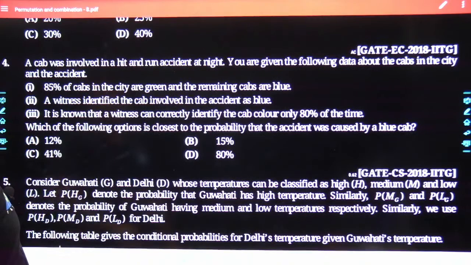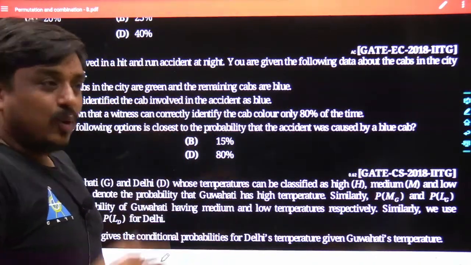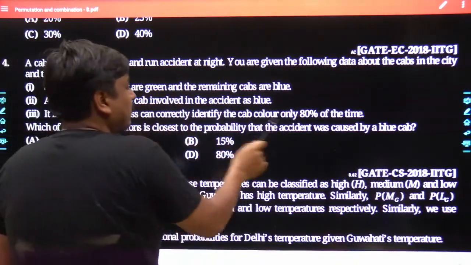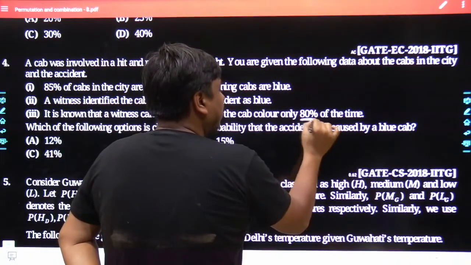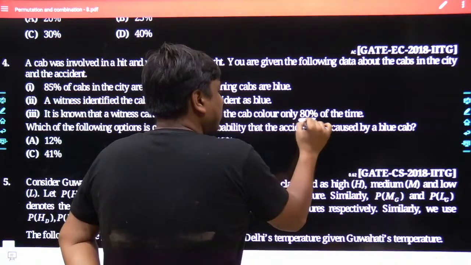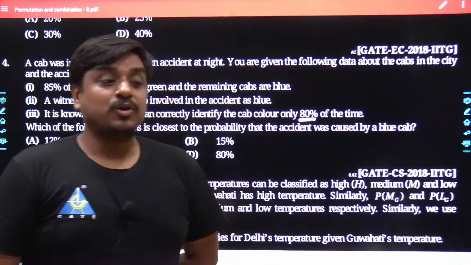Third, it is known that a witness can correctly identify the car color only 80% of the time. Now, another factor is involved within this problem. The witness who witnessed the accident also has a certain amount of efficiency. Out of 100 accidents, he can judge the actual color correctly 80% of the time only. The remaining 20% of the time, he used to be wrong.